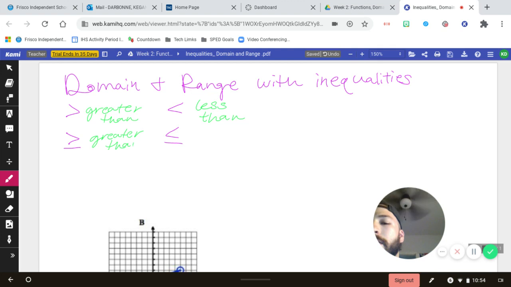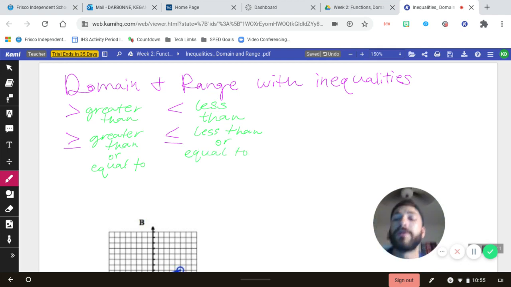So if it's that greater than symbol with the line under it, then it means greater than or equal to. Then vice versa, if it's a less than sign with that equals line underneath, then it is less than or equal to. Okay, so those are our inequality signs. We're going to use all of them when we talk about domain and range.